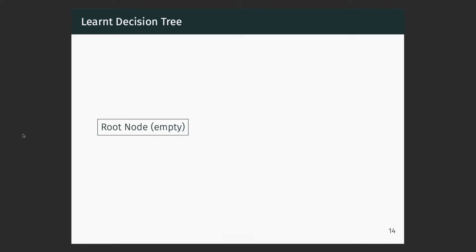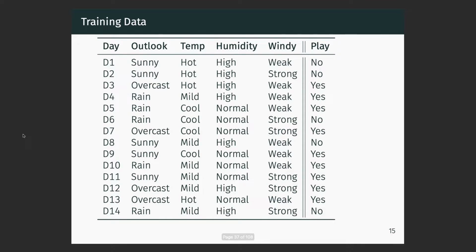Let's go over this algorithm one step at a time. First, you set up with an empty root node. Right? Then what was the next step? If all the examples are plus or minus, then you just set the leaf node to be plus or minus. But that is not the case for us. We have the training data which looks like the following.